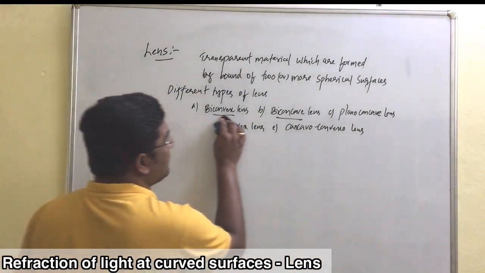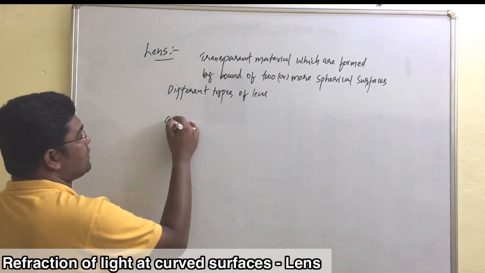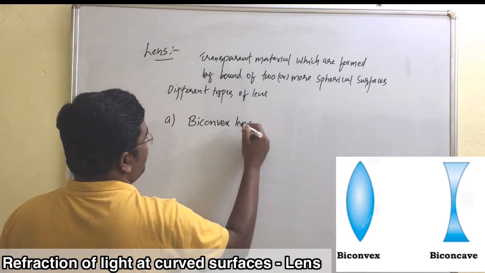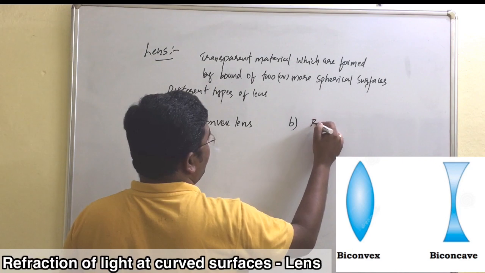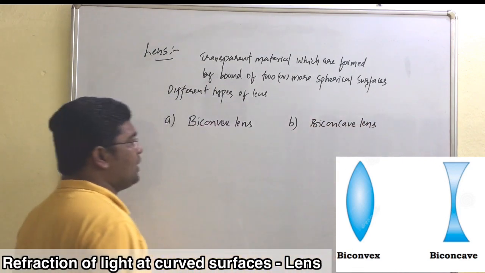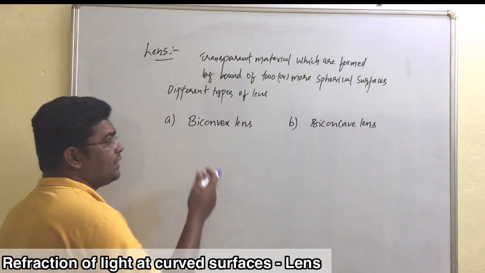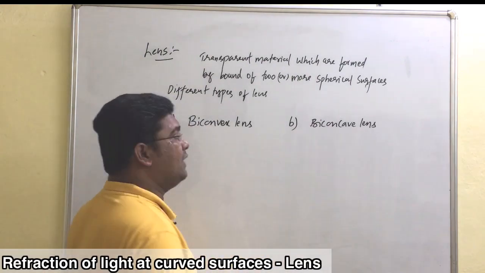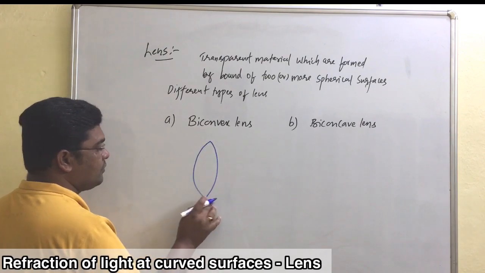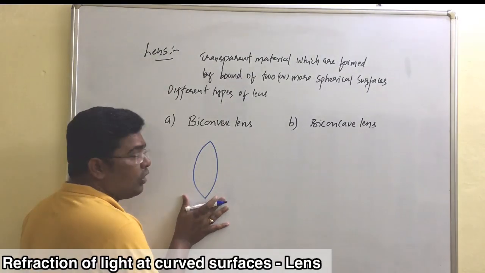Among all the types of lenses, two lenses are very important to us. One is biconvex lens and the other one is biconcave lens. So let us discuss what is biconvex lens and what is biconcave lens. Which is called biconvex lens, which is called biconcave lens? So this is how the biconvex lens looks. Diagram, if it is not clear, please don't mind.